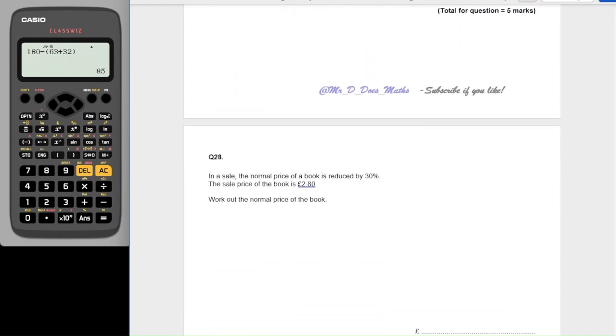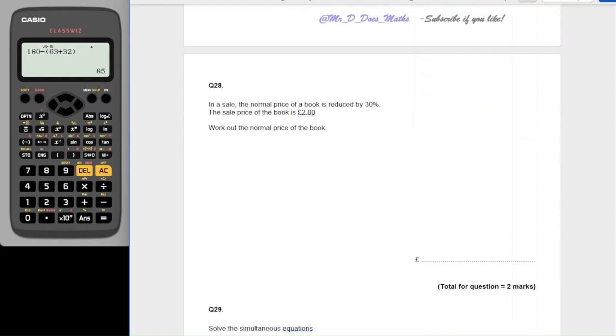Okay then, question 28. In a sale, the normal price of a book is reduced by 30%. The sale price of the book is £2.80. So if it's been reduced by 30%, it's going to be a multiplier of 0.7. So the original price times 0.7 would be equal to 2.8. So the original price would be 2.8 divided by the multiplier, 0.7. So 2.8 divided by 0.7 is going to be 4.